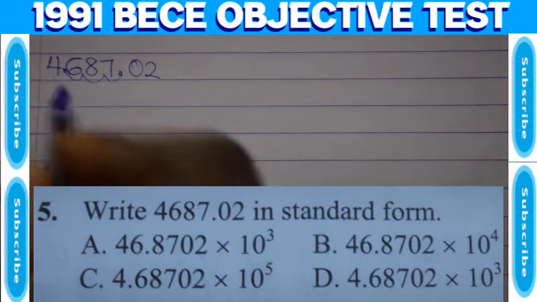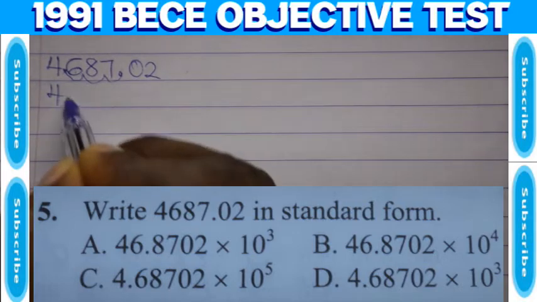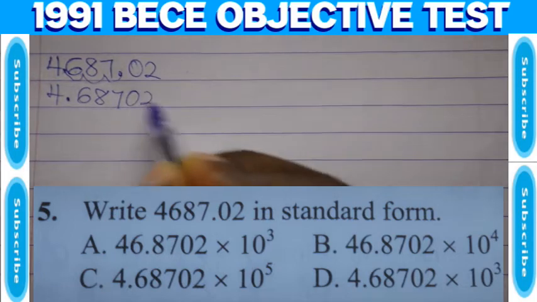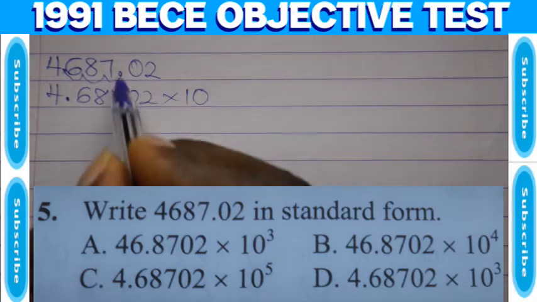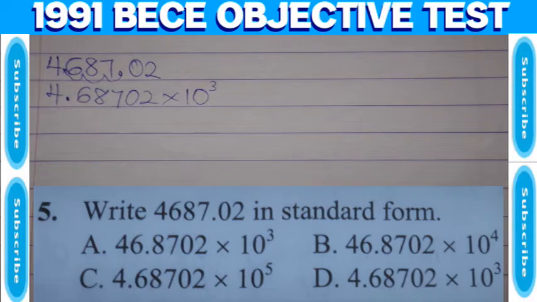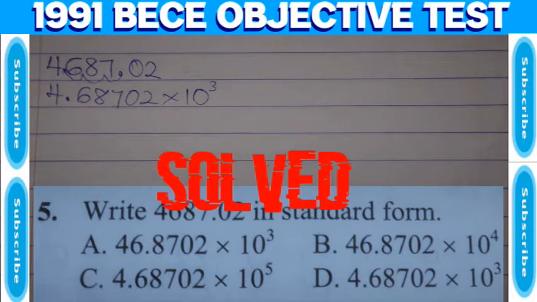All right. So now it becomes 4.68702 times 10. We moved it 1, 2, 3 times. So exponent 3. And then we are done for this particular question as well. So question 5 has also been solved. The correct answer for question 5 is 4.68702 times 10 exponent 3. That is the correct answer for question 5.